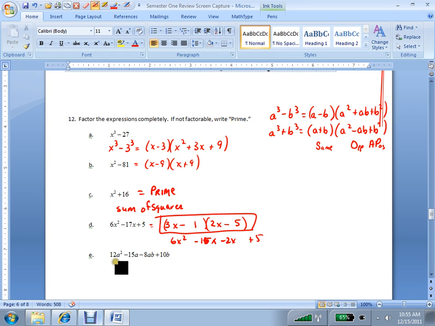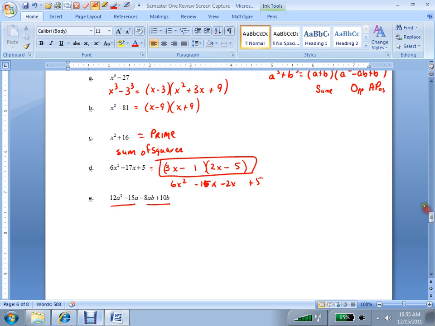This problem, when you have 4 terms, you can factor by grouping. So this is my first group, this is my second group. Out of my first group, I would factor out a 3a. What is left? Well, 3a times 4a gives me 12a squared. 3a times negative 5 gives me negative 15a.